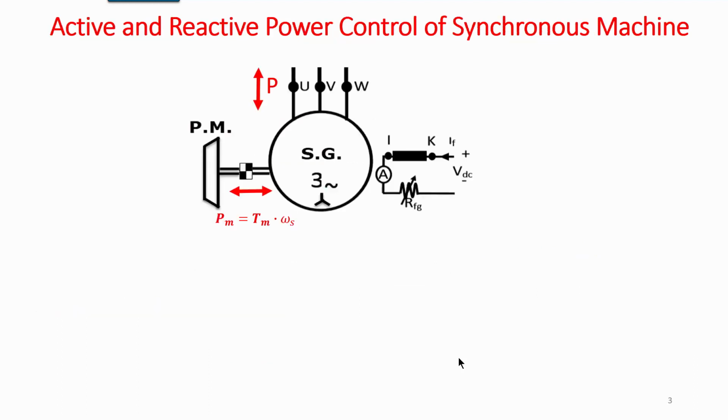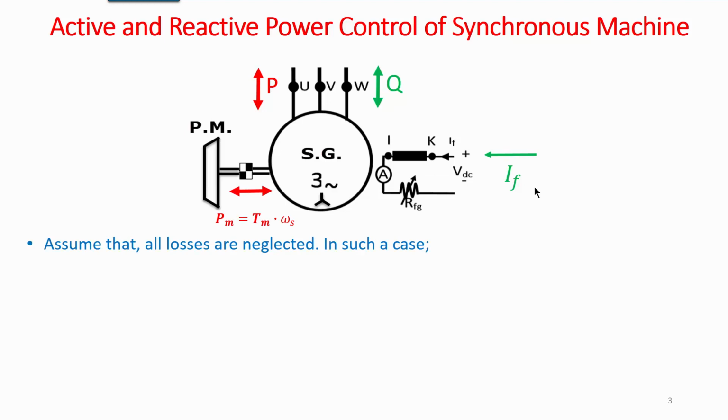It is summarized here. Applied mechanical power here in terms of torque and angular speed can be delivered to electrical port in stator, and then applied field current generates some reactive power here in stator. It would be lagging or leading. It depends on the field current. Our aim is understanding principle of active and reactive power control.